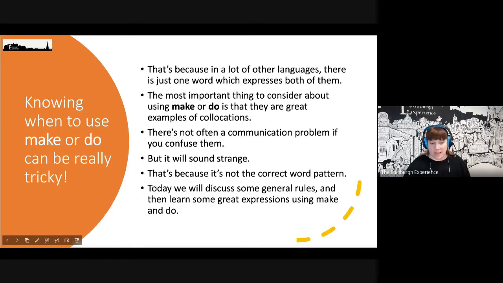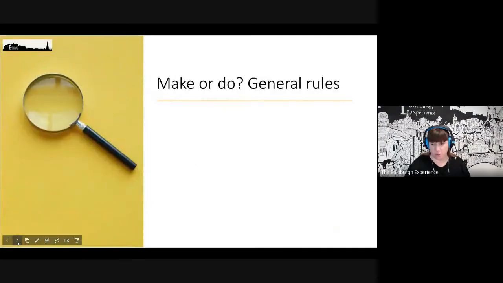So we're going to look today at some general rules about when to use make or do. Then we're going to look at some expressions and some common collocations. And then we're also going to think about how we can find collocations in a dictionary, and what's the best way to do that. I'll give you some advice on that, and I'll also explain why it's important for you to know those collocations.